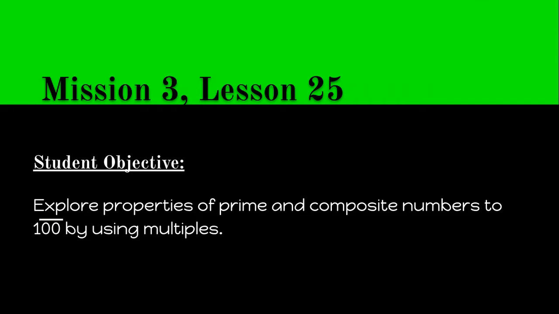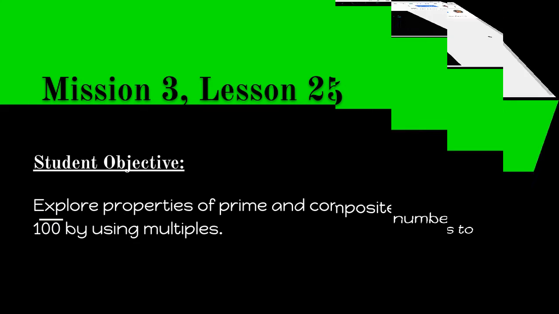Our student objective for this lesson is to explore properties of prime and composite numbers to 100 by using multiples. So essentially what we're doing in this lesson is we're going to revisit prime and composite numbers and then also factors and multiples. Okay? So it's kind of reviewing prime and composite numbers and then reviewing multiples and factors, which are all things we have done before. So let's do a little review.